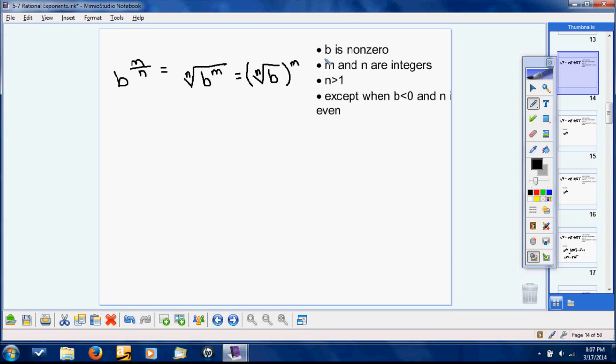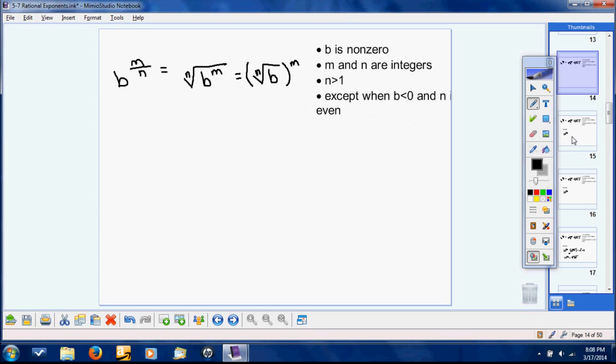there are some conditions as always. First of all, b can't be 0. m and n have to be integers. n has to be greater than 1. Remember, our indices are always greater than 1. And it doesn't work when b is less than 0 and n is even. So these are basically the same rules that we've seen over and over again. We saw them for radicals, but now that we have fractions, the fractions just get rewritten into radicals anyway. So the rules really haven't changed.